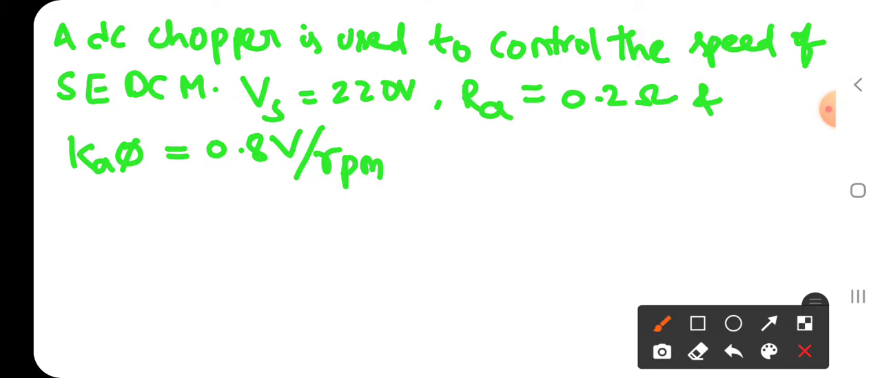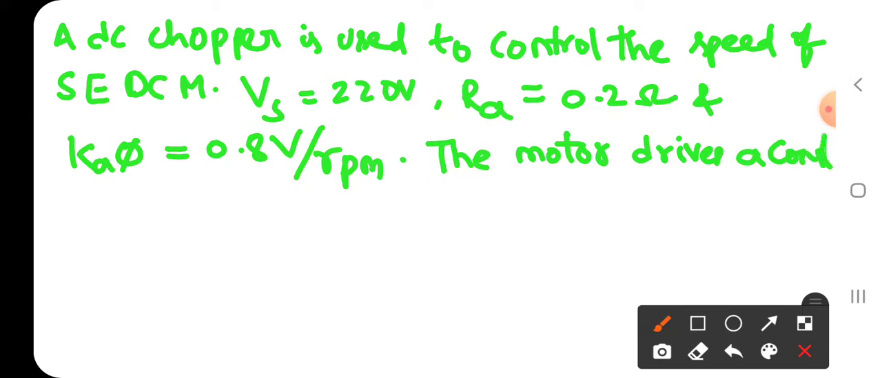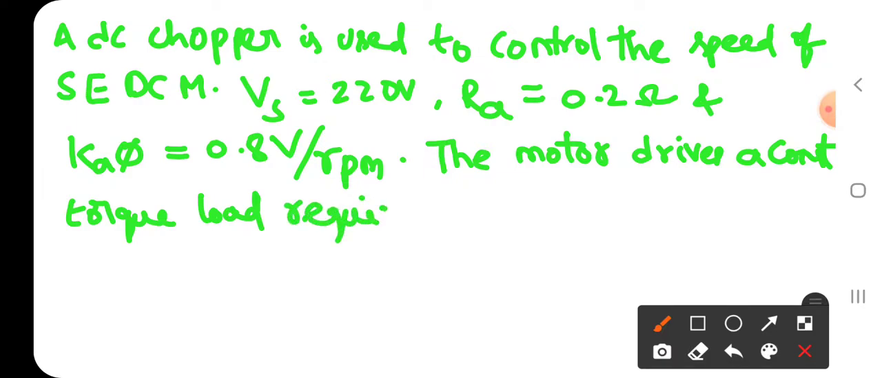The motor drives a constant torque load requiring an average current of 25 amps.